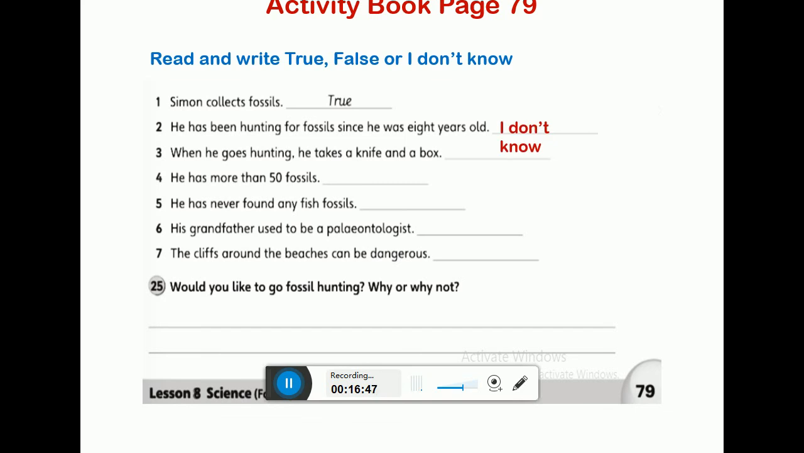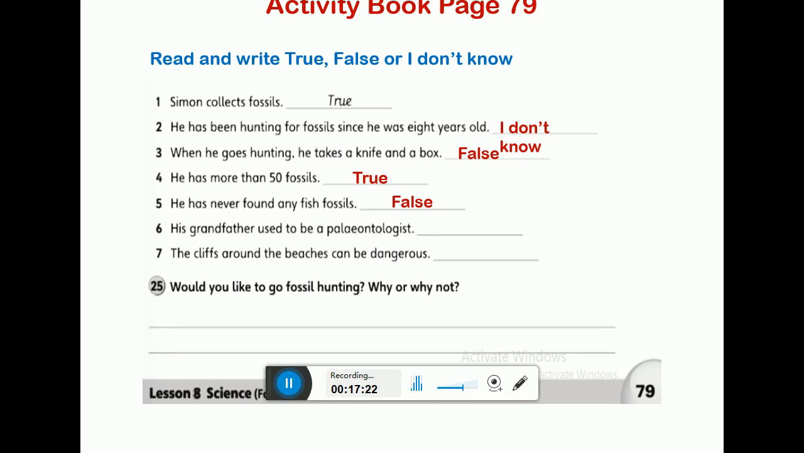Number three, when he goes hunting, he takes a knife and a box. Is that true, false, or I don't know? False. Why? Because he takes what? A hammer and a bag to put fossils in. Number four, he has more than 50 fossils. Yes, sure. He said, I have over 50 fossils. True. Number five, he has never found any fossils. Do you think that? Surely not. False. He found fish fossils and other types of fossils.